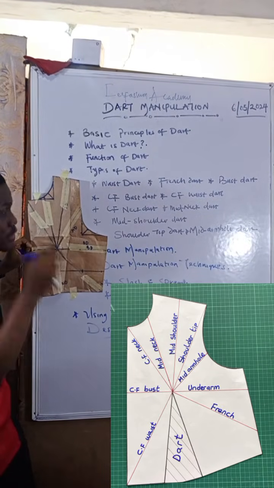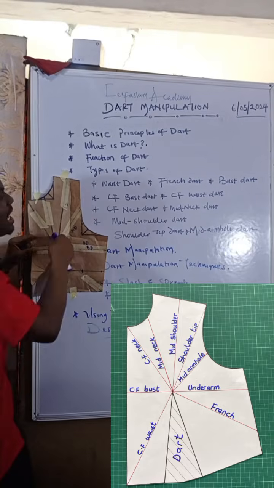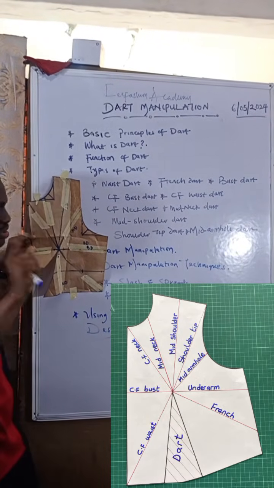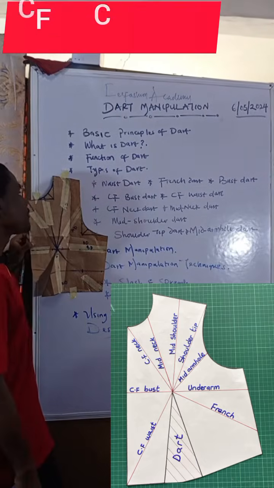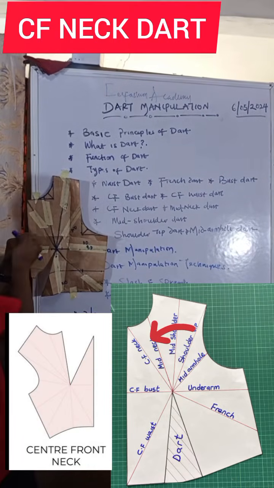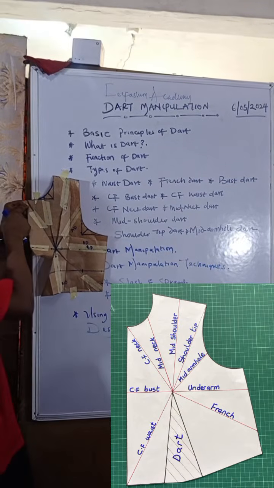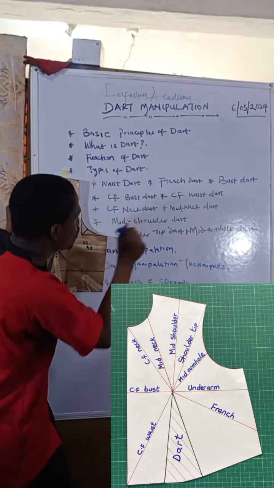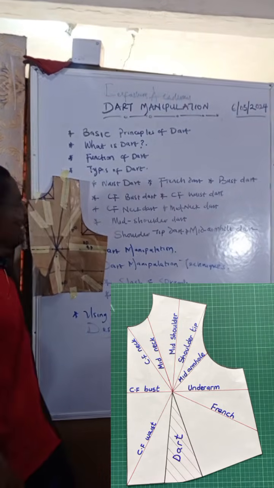Do you understand? If you notice, all these things are marked like this. I'm just representing all the darts at the same time. Okay, the center front neck dart is still the same thing. Whenever we are talking about center front, it's all about here. So from this particular edge, are you seeing it? Go towards the apex point. That is the center front neck dart. So which next? Mid neck dart.